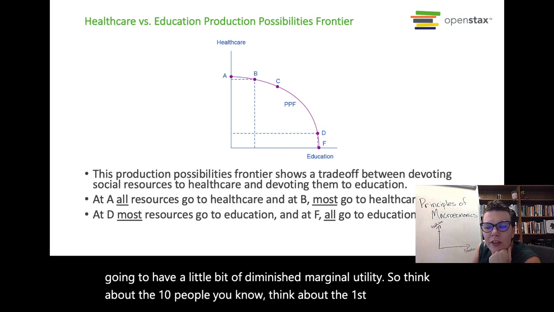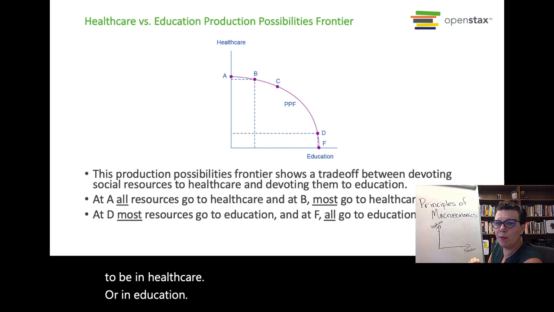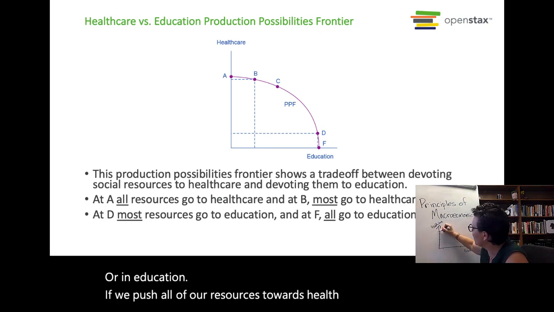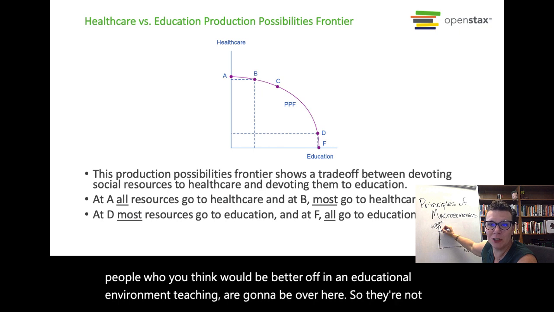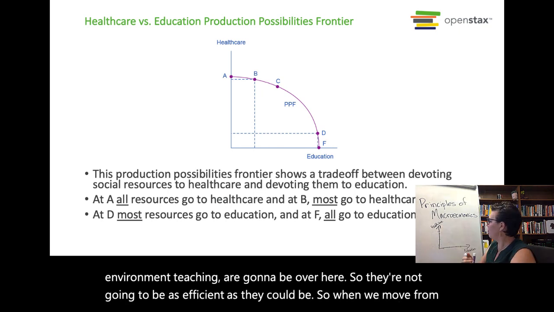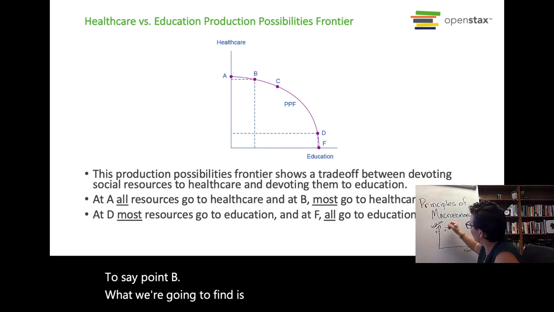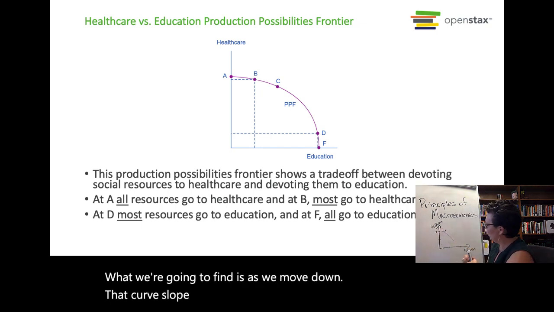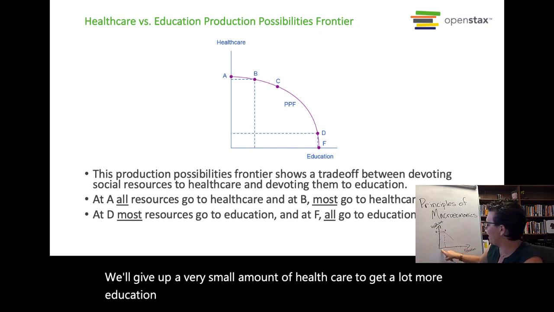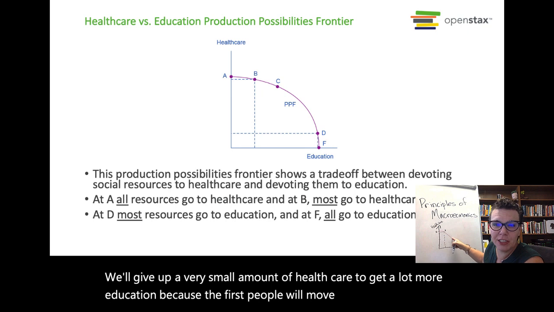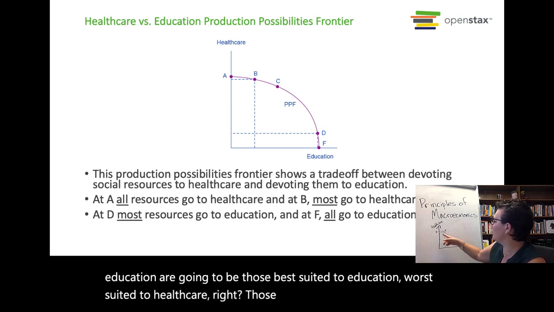So think about the first 10 people you can think of, and then think about whether they'd be better suited to be in healthcare or in education. If we put all of our resources towards healthcare, some of those people who you think would be better off in an educational environment teaching are going to be over here. So they're not going to be as efficient as they could be. So when we move from point A to, say, point B, as we move down that curved slope, we'll give up a very small amount of healthcare to get a lot more education, because the first people we move from healthcare to education are going to be those best suited to education, worst suited to healthcare. Those resources, whatever they are, are going to go there.